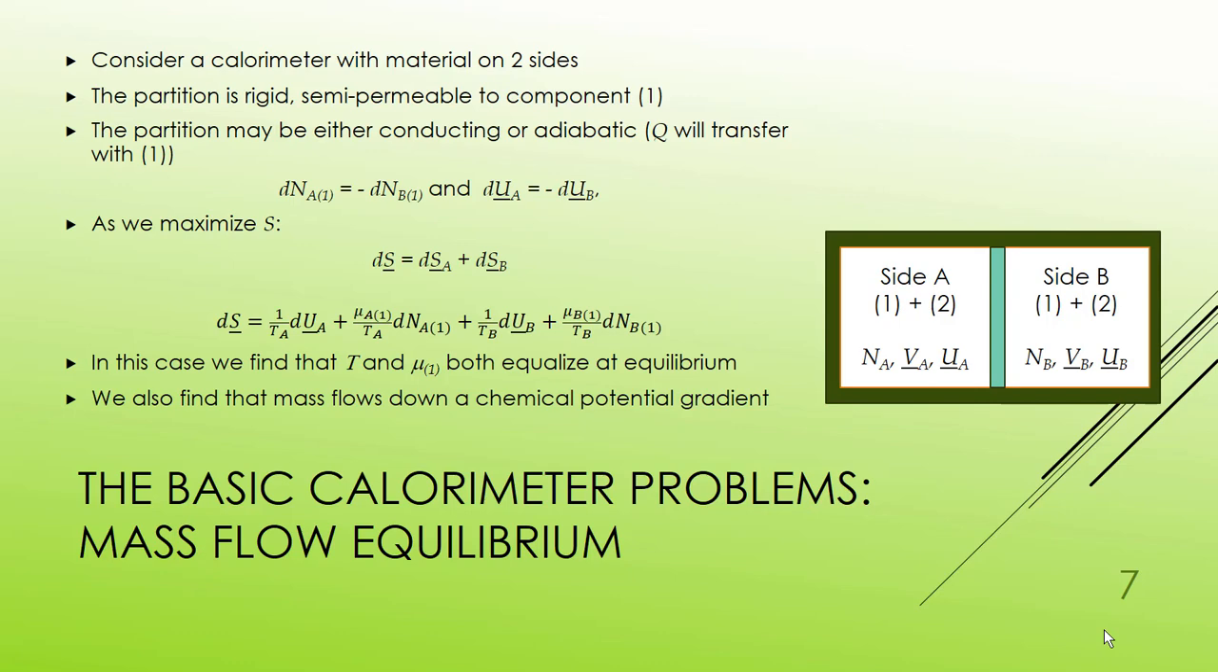So if you look at what happens to dS, we see that not only do I require that the temperatures on the two sides be equal, but also that at equilibrium the chemical potentials for component 1 will be the same on side A and side B.